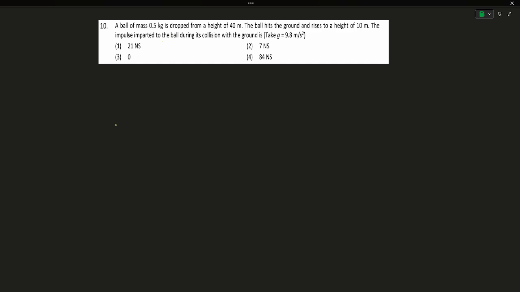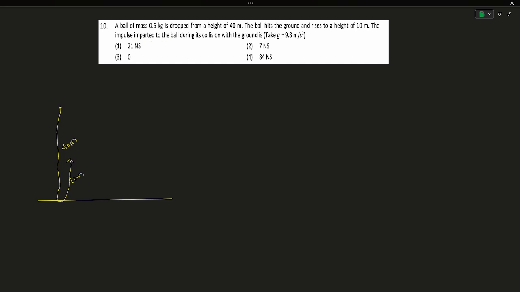A ball of 0.5 kilogram is dropped from a height of 40 meter. Let's draw a diagram. The ball hits the ground and rises to a height of 10 meter.